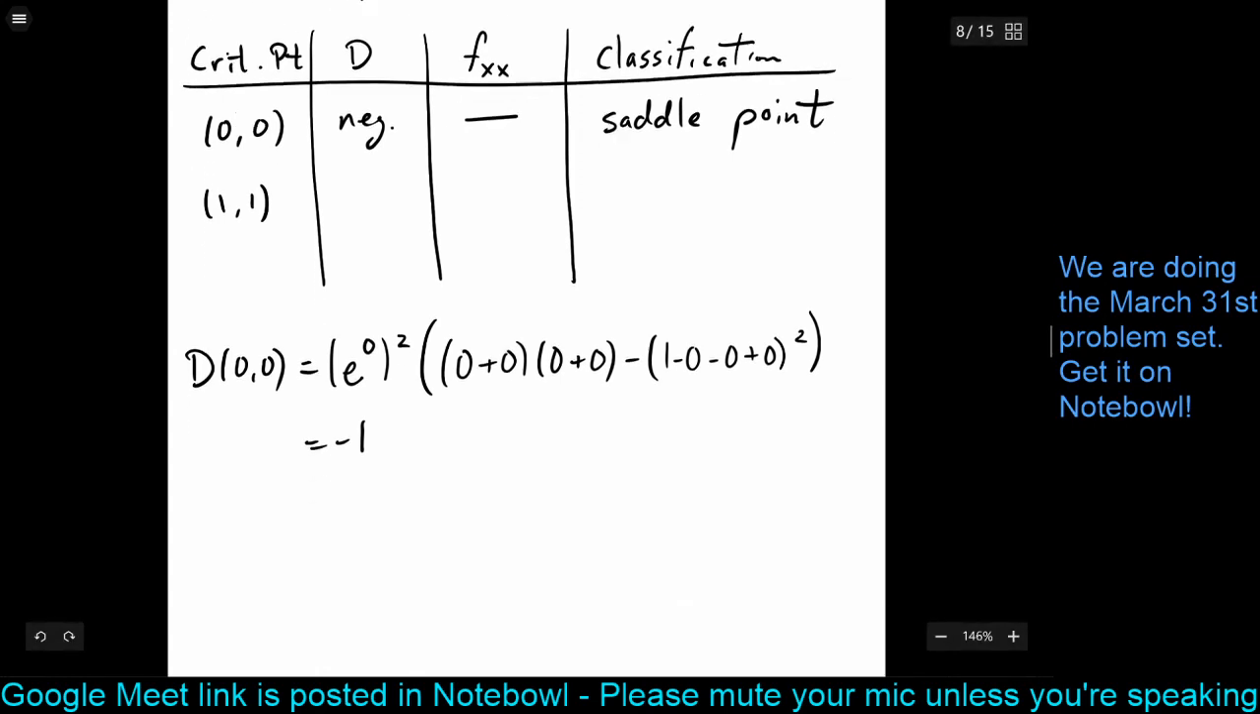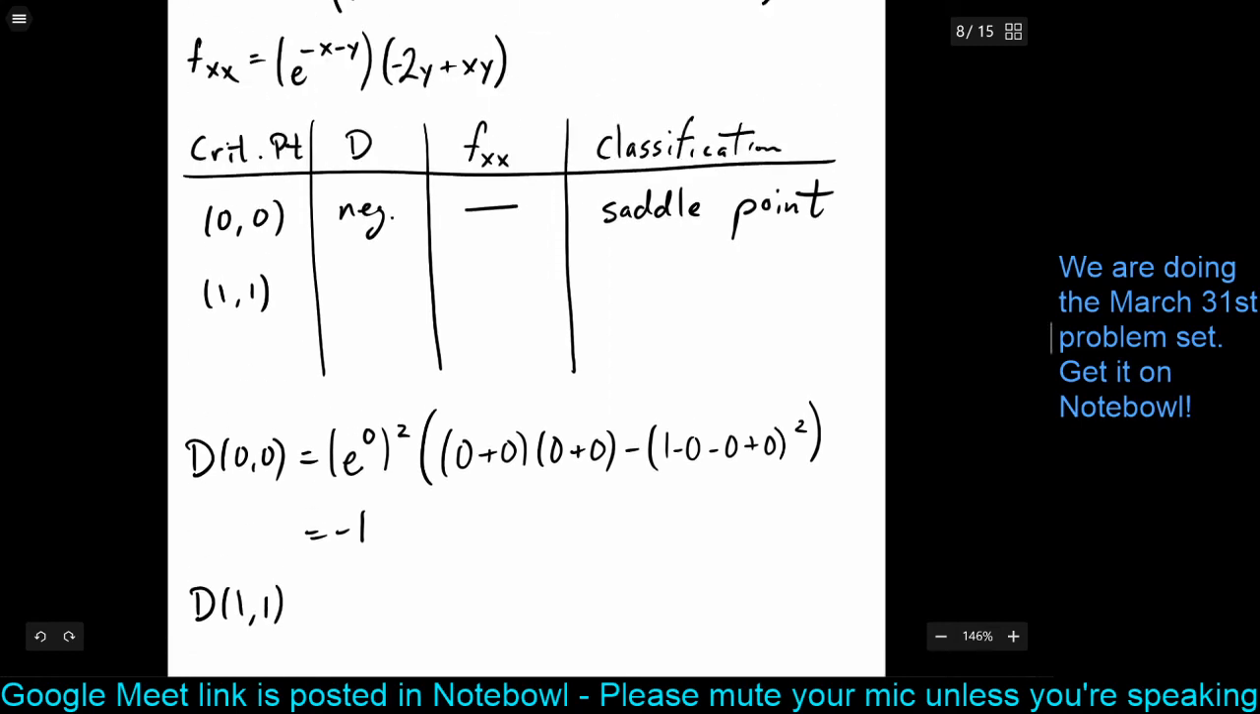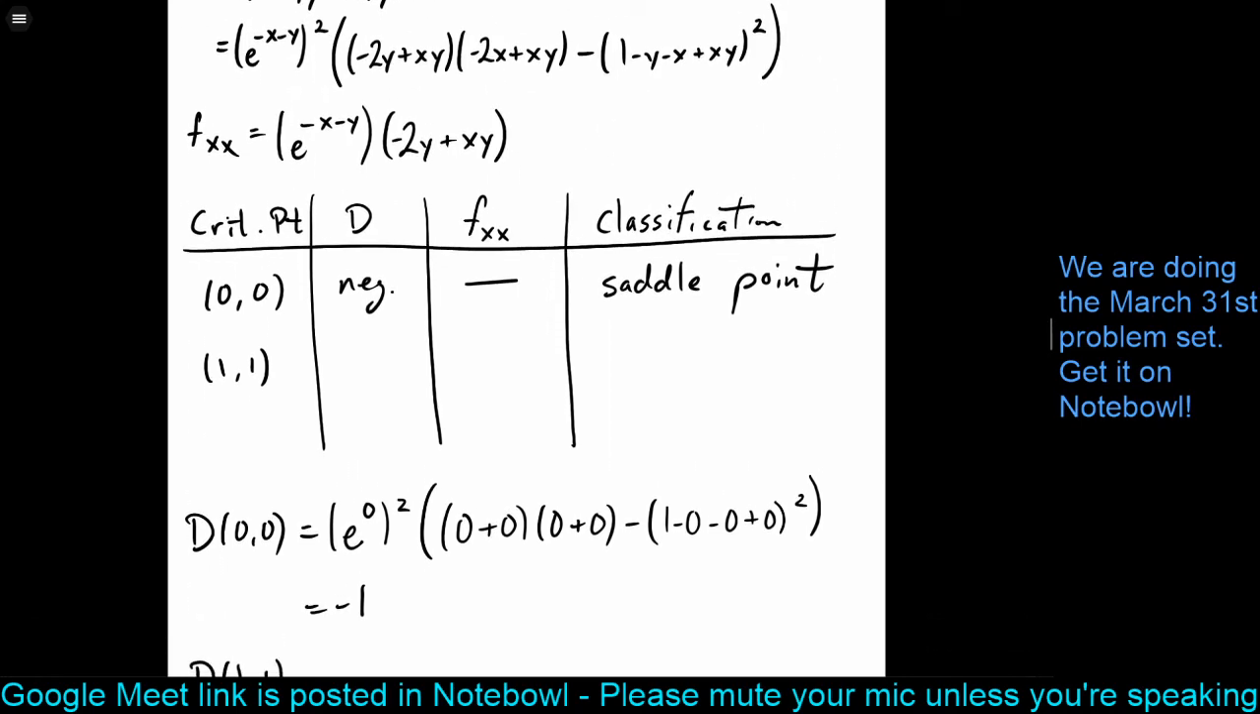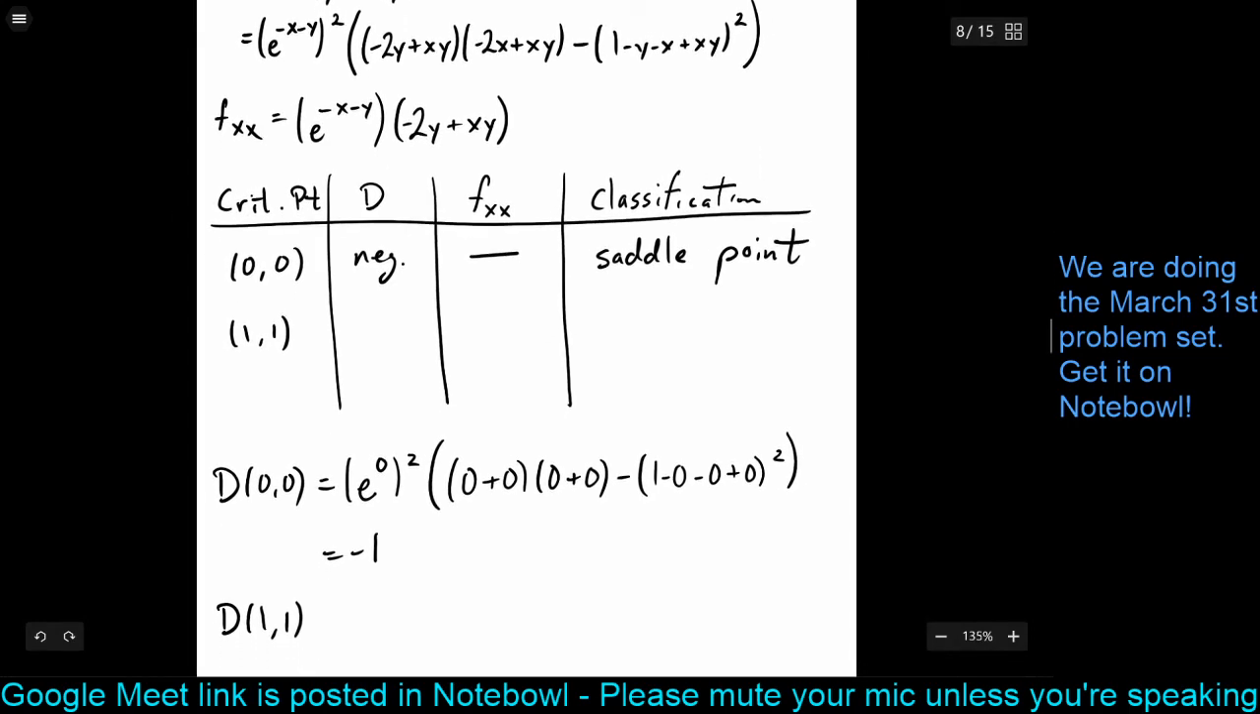Now we need to do the same thing for 1, 1. So D of 1, 1, right? Just a brief reminder of what that is. I can fit them all on the same page. Right? So this one, we're actually going to get e to the negative 2 squared times, here we have negative 2 plus 1, negative 2 plus 1, minus 1 minus 1 minus 1 plus 1 squared.